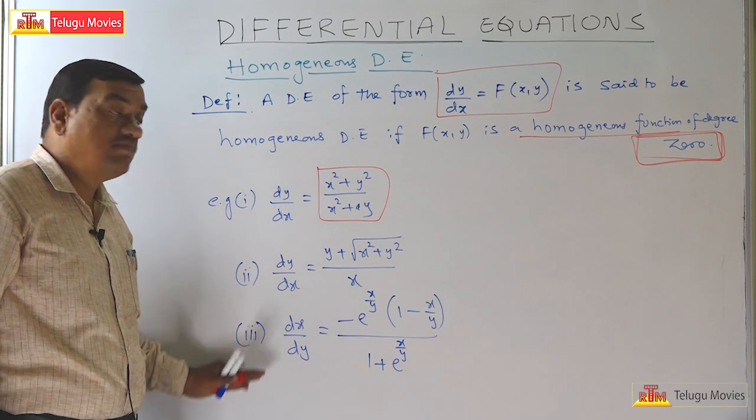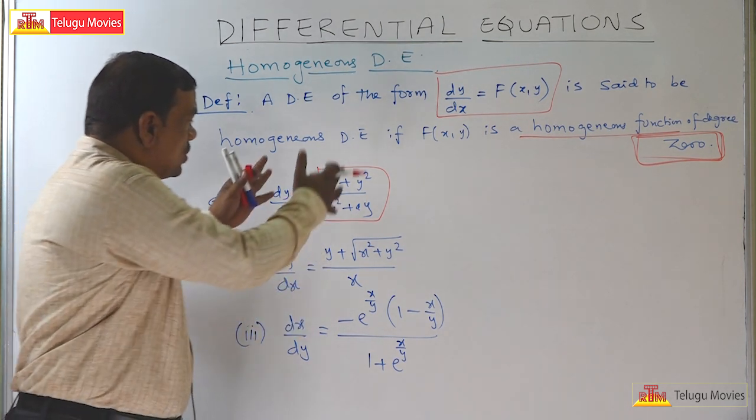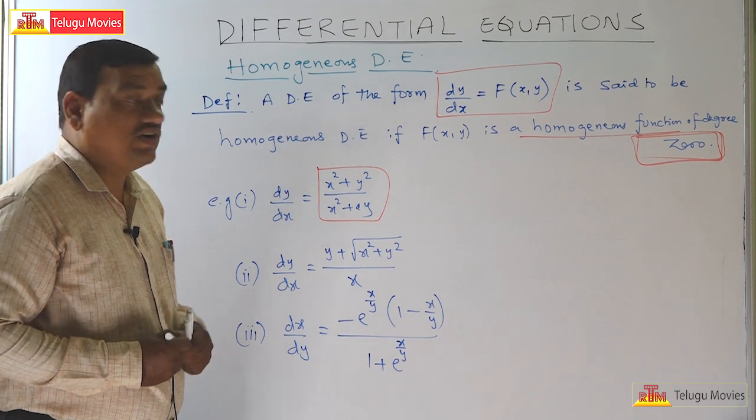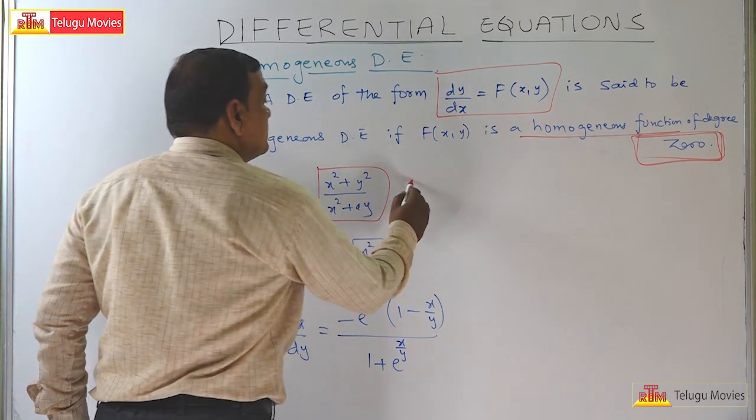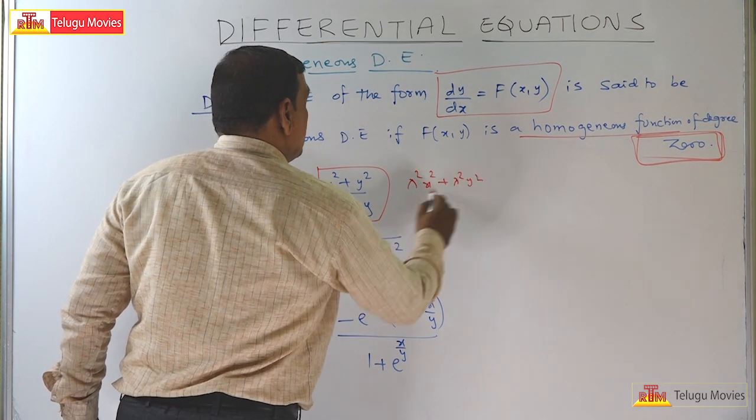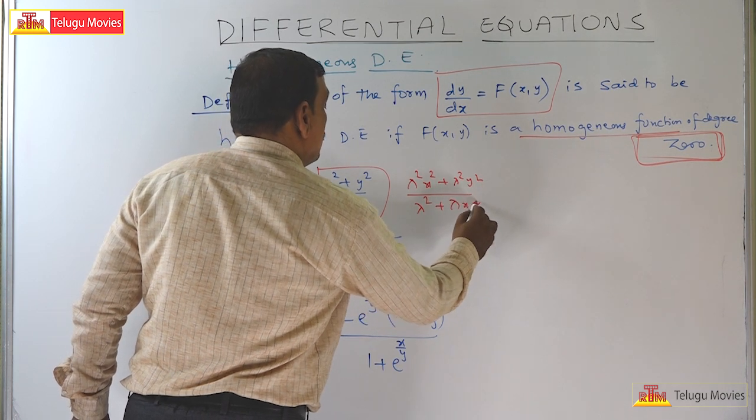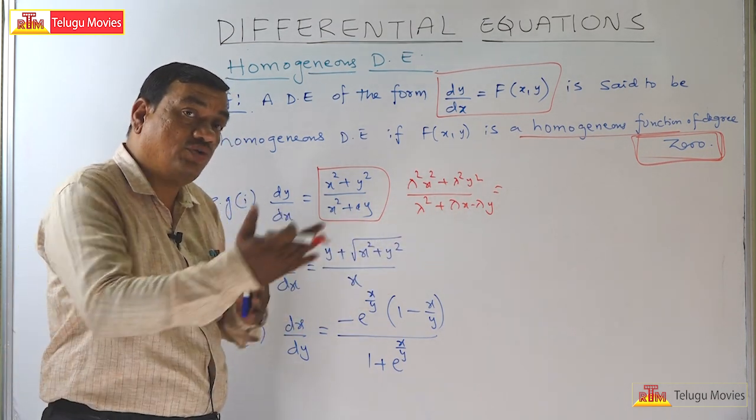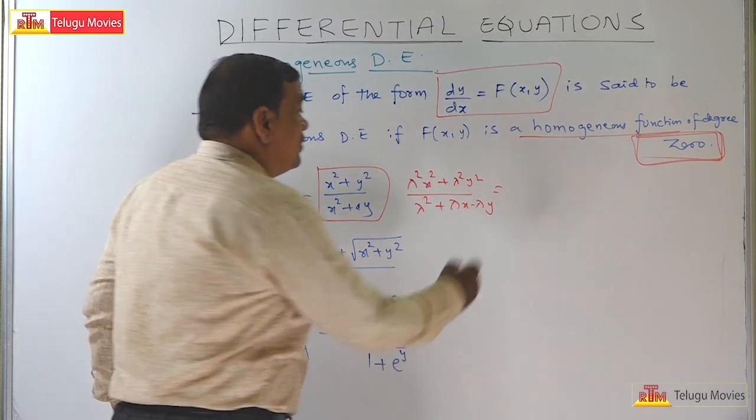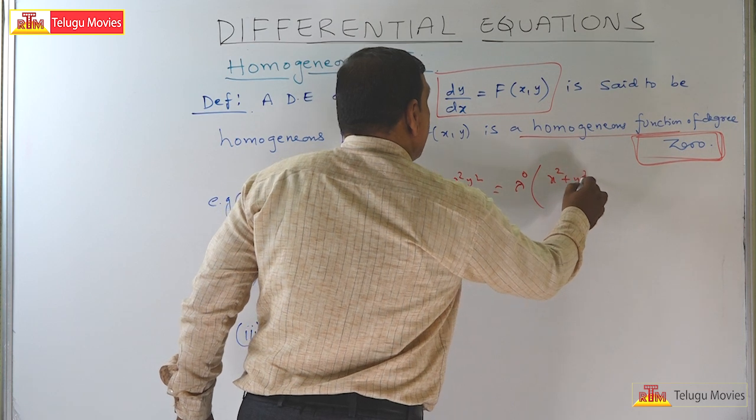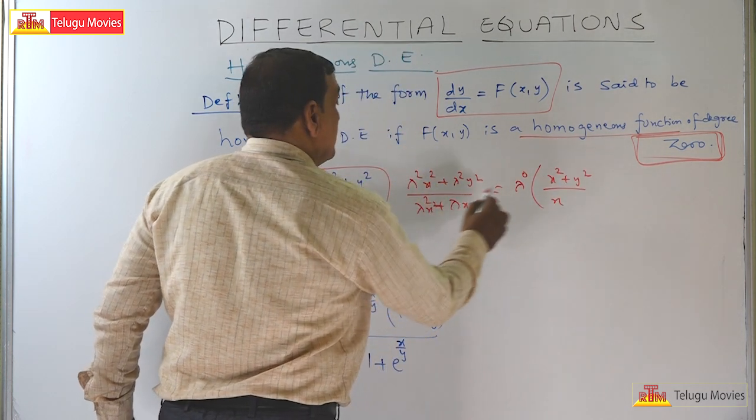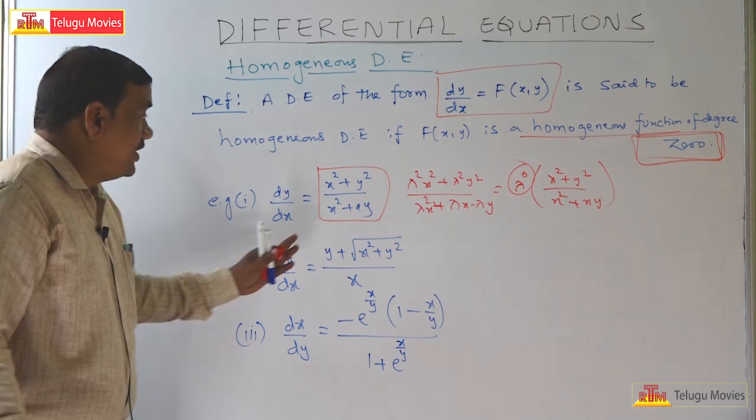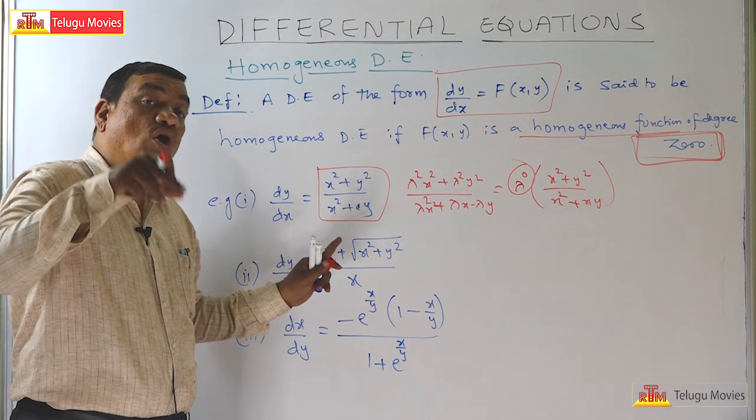See here I have written some examples of homogeneous differential equations. Concentrate on the right hand side function. First of all, is it a homogeneous function? Yes. How can you say? Wherever x is there, substitute lambda x. This is lambda square x square plus lambda square y square, over lambda square plus lambda x into lambda y. Lambda square you can take common in the numerator and also in the denominator, and lambda square will get cancelled. You will get lambda power 0, that is (x square plus y square) by (x square plus xy). Therefore, this is a homogeneous function of degree 0.